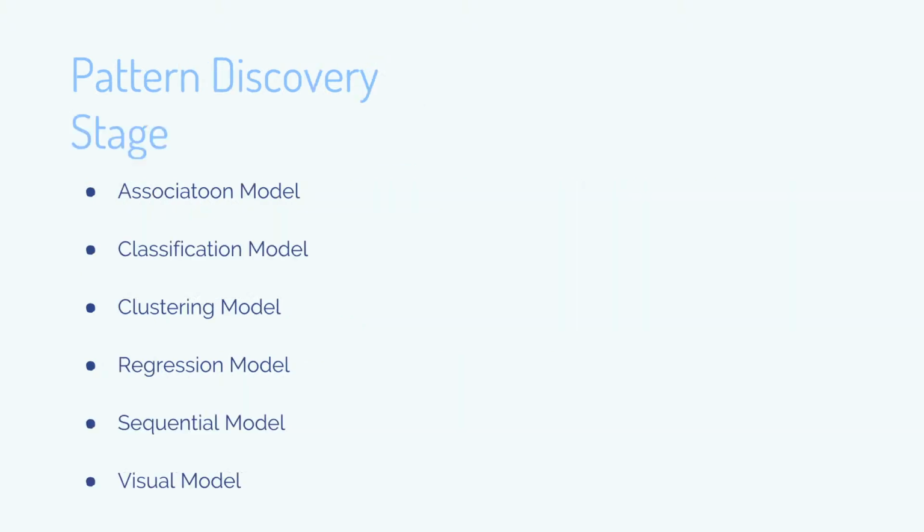Then the pattern discovery stage. The pattern discovery stage includes the association model, classification model, clustering model, regression model, sequential model and visual model. We already discussed in this webinar on our channel the association model, classification model, clustering model and regression model. So up to the top 4 we already discussed in a technical way also. If you are new to this channel, please subscribe to the channel. You will get an idea about these types of models.